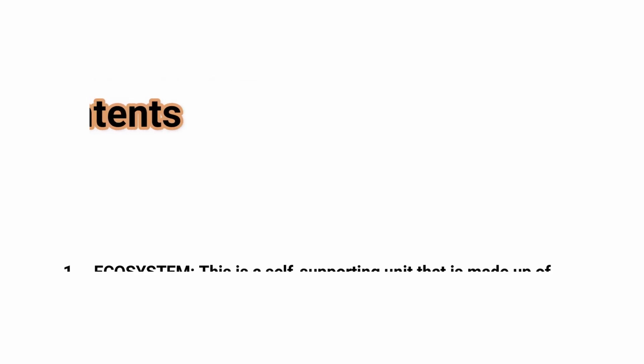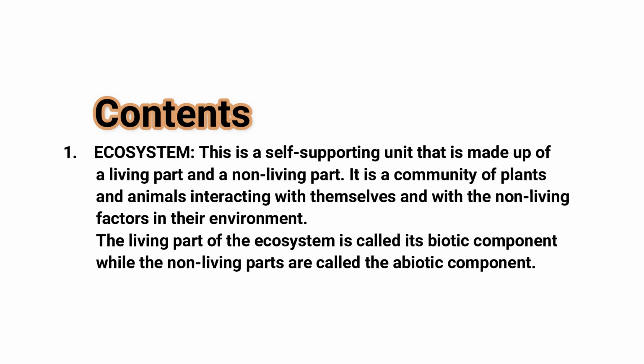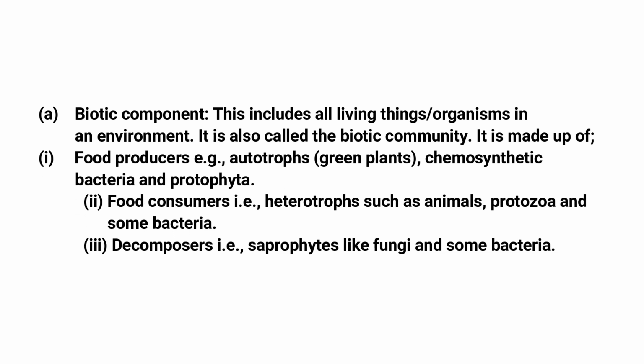The content: ecosystem. This is a self-supporting unit that is made up of a living part and a non-living part. It is a community of plants and animals interacting with themselves and with the non-living factors in their environment. The living part of the ecosystem is called its biotic components, while the non-living parts are called the abiotic components. Now, biotic components. This includes all living things or organisms in an environment. It is also called the biotic community.